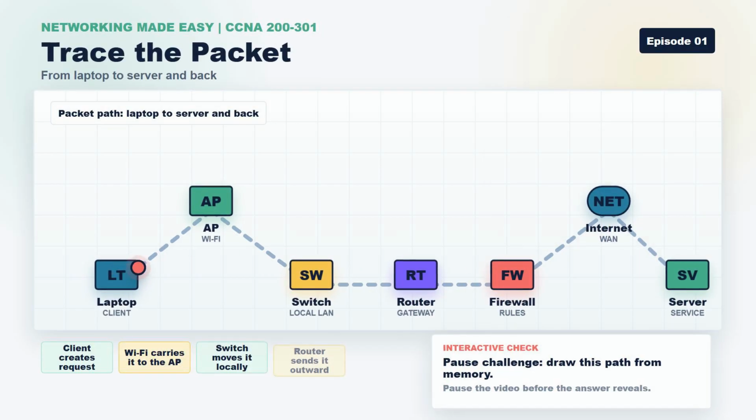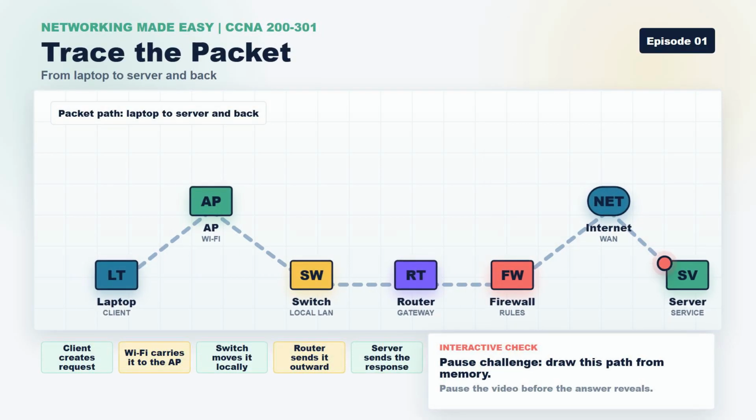Now let's put the whole trip together. You click play on a study video. Step 1. Your laptop creates a request. The laptop is the client. Step 2. Because the laptop is using Wi-Fi, the request goes to the wireless access point. Step 3. The access point connects into the wired network, where a switch helps move traffic locally.